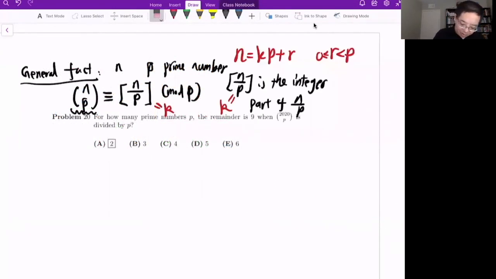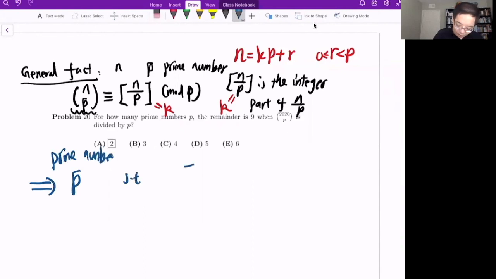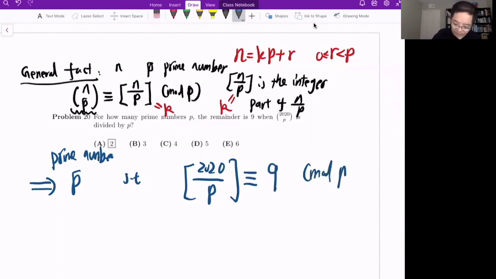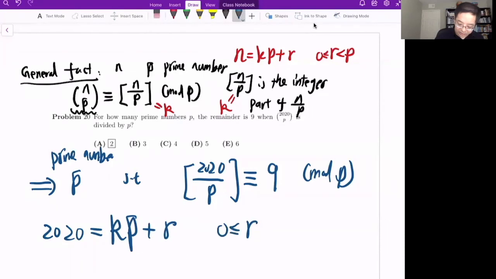Therefore, our problem is reduced to finding the prime number p such that when 2020 is divided by p, the integer part has the remainder 9 when it's divided by p. So this is what we can find. I can write it another way: 2020 equals k times p plus r, where r is between 0 and p.